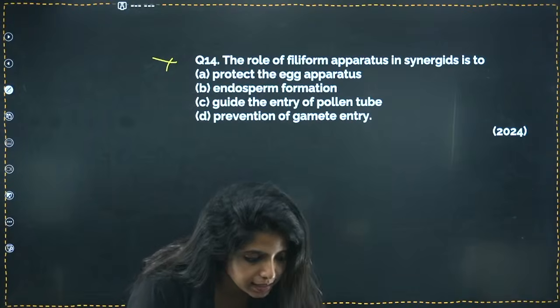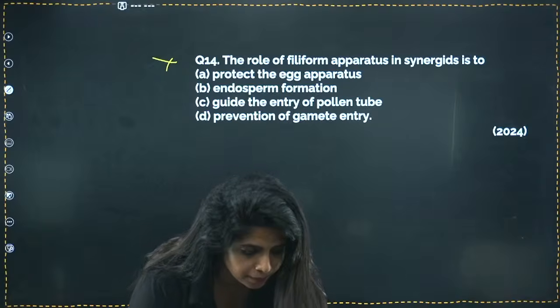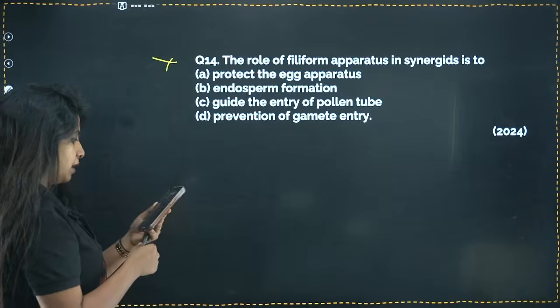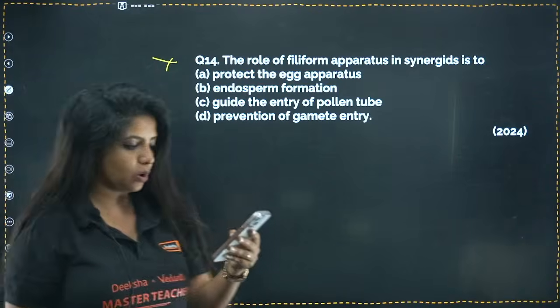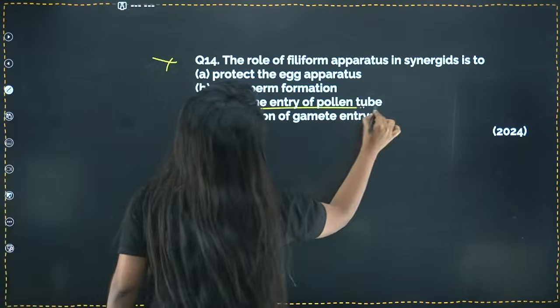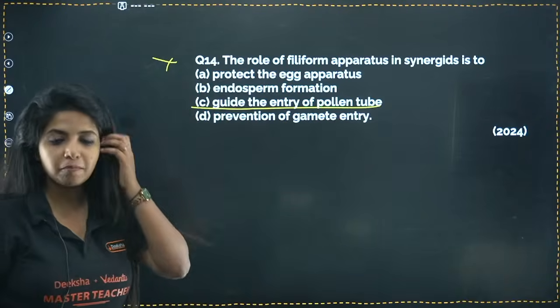Okay. Numan says the answer for this question is C. Purnima says C. Kumuda says C. Dhanya, Shri, Ganesh, Tanmay and Tetani also say the answer is C. Guide the entry of pollen tube. Is that the role of Filiform apparatus?